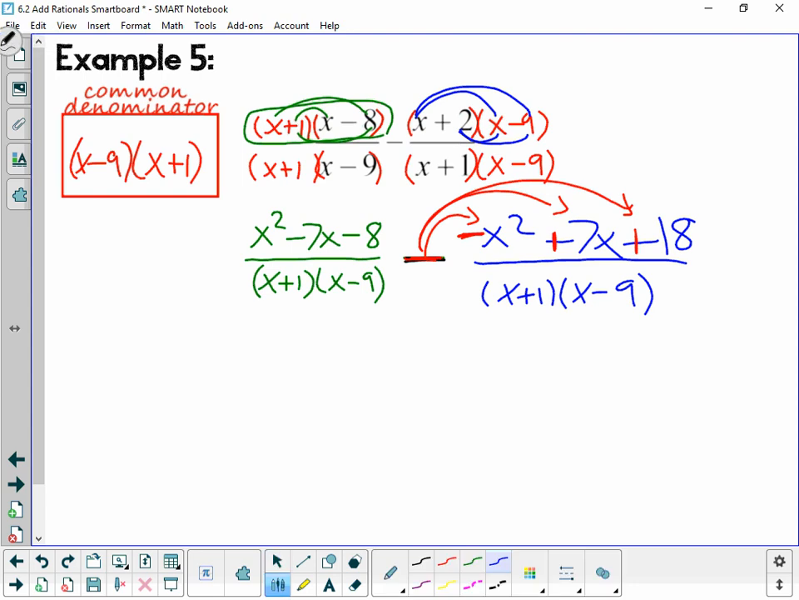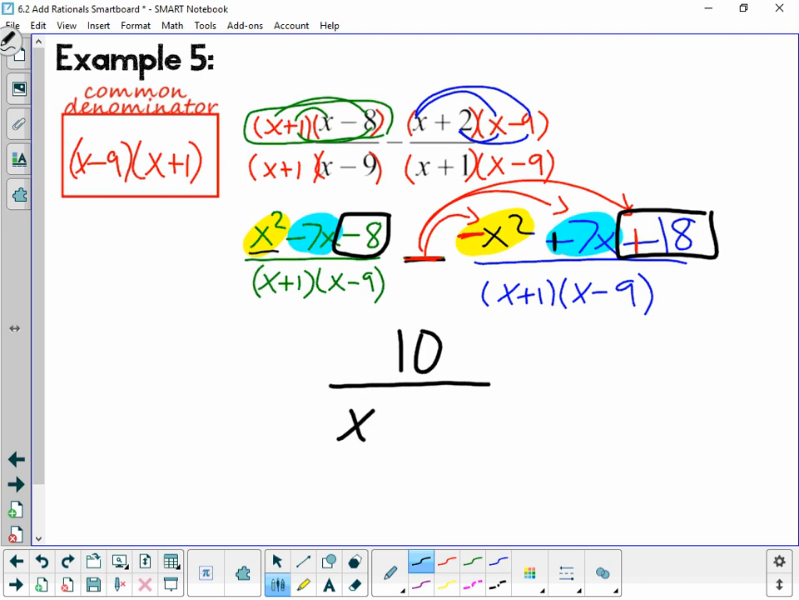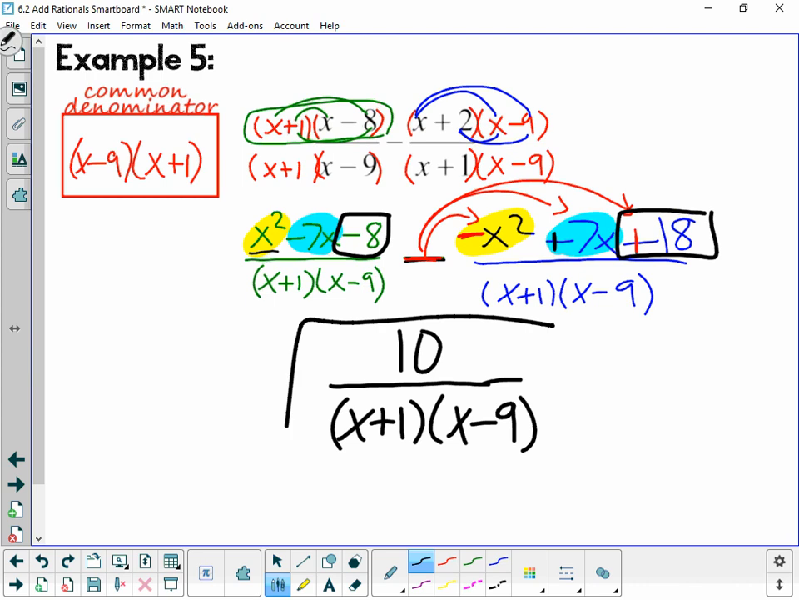So as we combine, we have an x squared here, and we have a negative x squared. That means there are 0 x squareds in my answer. We have a negative 7x and a positive 7x. That means we have 0 x's in our answer. And then finally, we have a negative 8 and a positive 18. So when we add those together, we get 10. And of course, our denominator stays the same. So that would be our final answer.